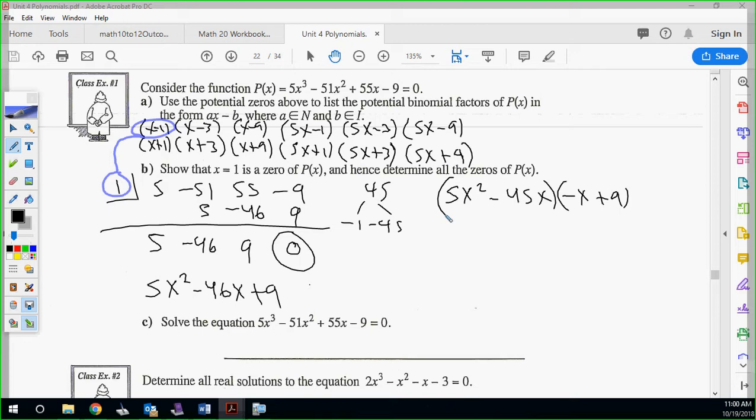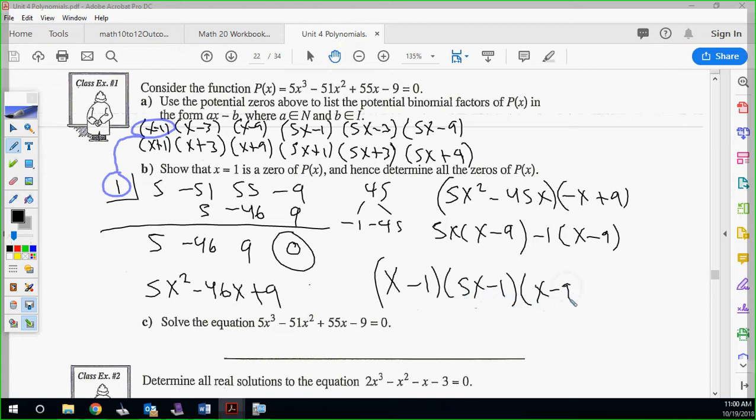So what does the 5x squared and the 45x have in common? A 5x. So that's going to be x minus 9. We want this to be x minus 9, it's just a little bit off, so we pull a minus 1 out. That gets me x minus 9. It's now factored. So your complete answer is going to be x minus 1, the one we got in the original they gave us, 5x minus 1, and x minus 9. That's it factored. So your solutions for C are 1, 1/5, and 9.